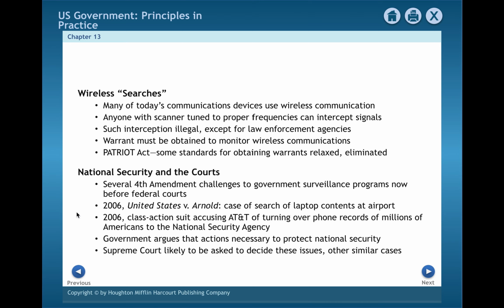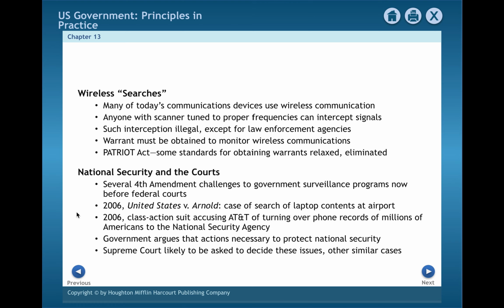All right. So in United States v. Arnold, a federal court ruled that authorities violated Arnold's Fourth Amendment rights when they searched the contents of his laptop as he went through airport security. Authorities argued that the search was routine and it didn't require reasonable suspicion, and the court ruled that this was inadmissible. So the government has appealed the ruling. Remember that the TSA is a branch of the government.